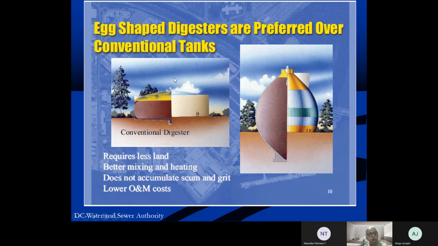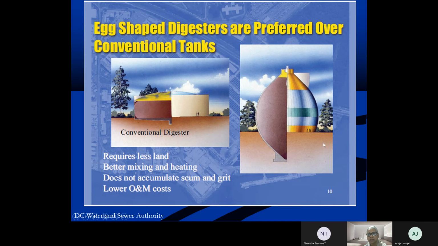Now, one of the problems with these digesters was that they required a fair amount of time. In some cases, they required heating depending on the ambient temperature levels in that area, and they sometimes required mixing, and operational and maintenance issues were a major problem because cleaning these tanks periodically was a major issue. So people have now started making what are called egg-shaped digesters.